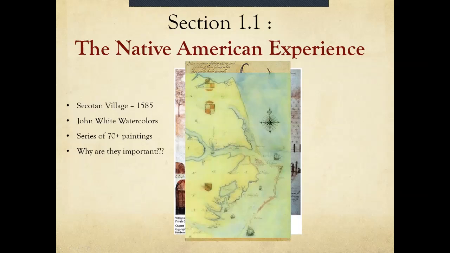But this is, again, one of those early colonies. It didn't last. Notice the timing here, 1585. It won't be until 1607 that English plants its first permanent colony at Jamestown.